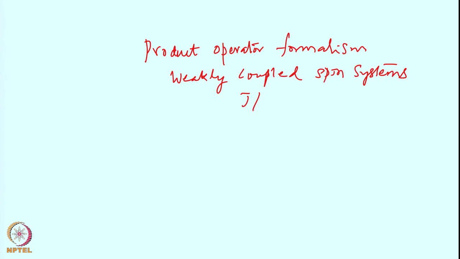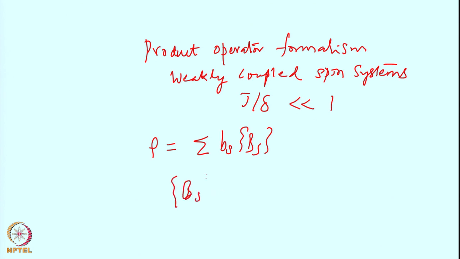So, this means the condition was J by delta is much, much less than 1. In this formalism, the density operator is written as a summation of some basis set of operators, which we wrote in this form as BS. So this BS set constitutes a complete basis set, so that any density operator can be expressed as a linear combination of the elements of this complete basis.